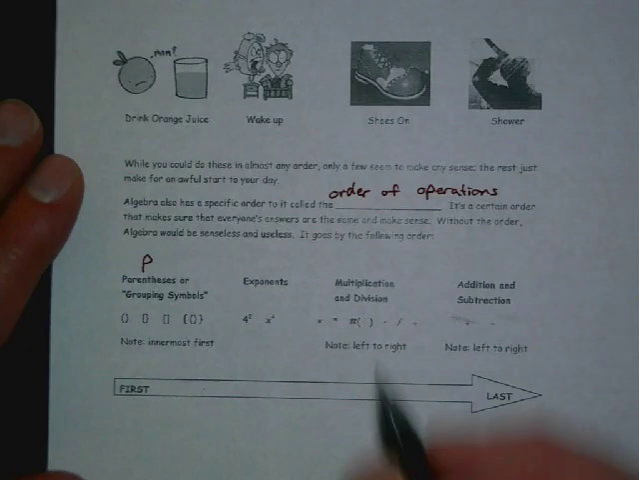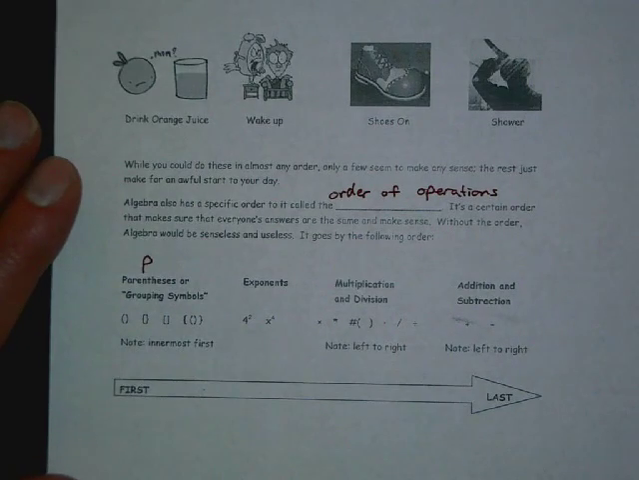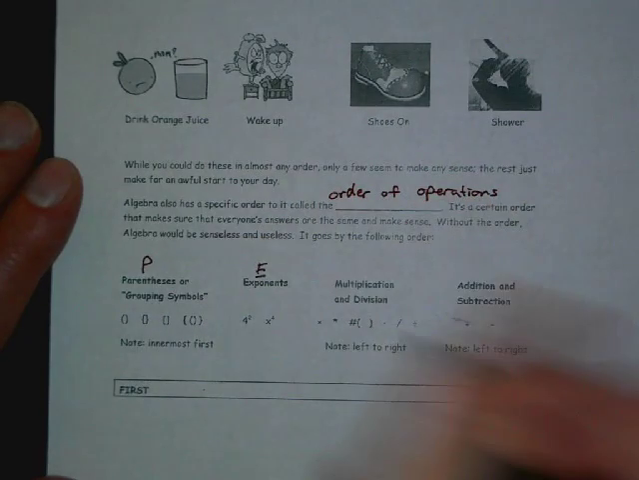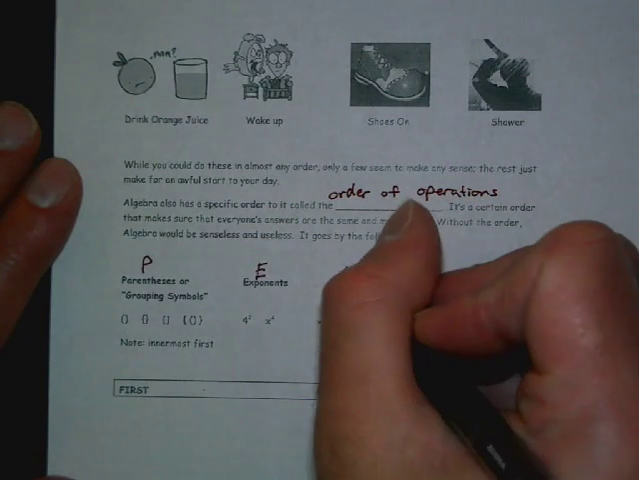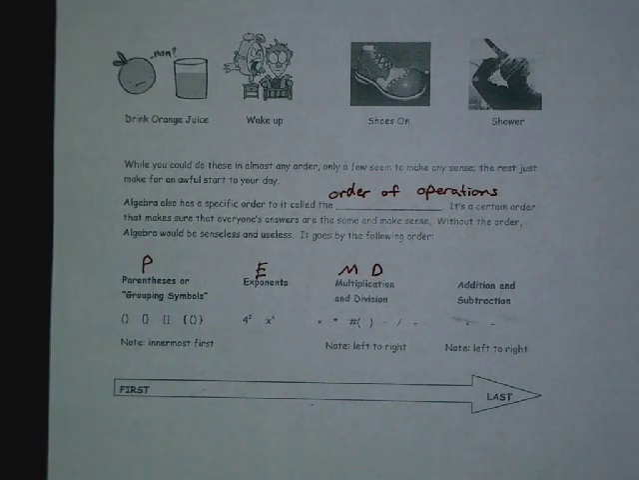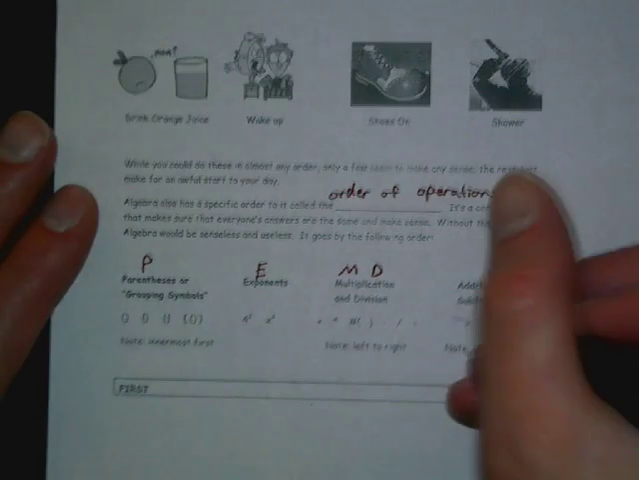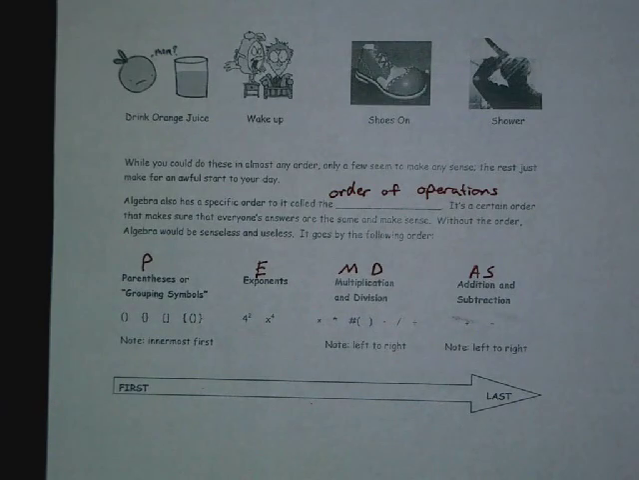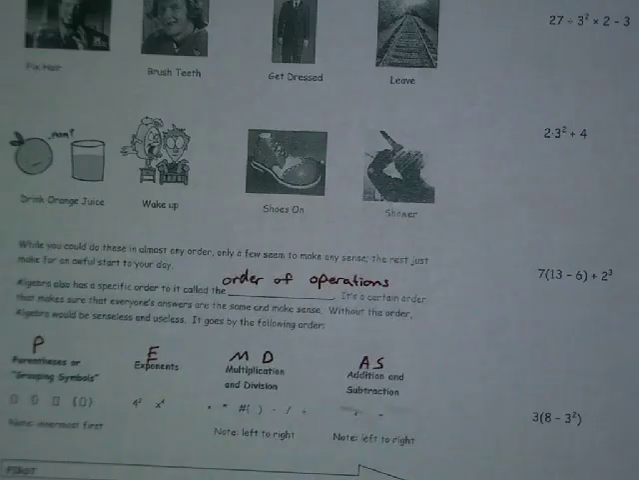P stands for parentheses or any other grouping symbols. It could be brackets. You always start from the inside out. So if you have parentheses within parentheses, you start in the middle. Exponents, and then multiplying and dividing. Multiplying does not have to come before dividing. You just go left to right. Whichever you see first, you do. And then addition and subtraction. Same thing, go left to right. Addition does not have to come before subtraction. Okay, so if we didn't all follow those rules, we would all get different answers.